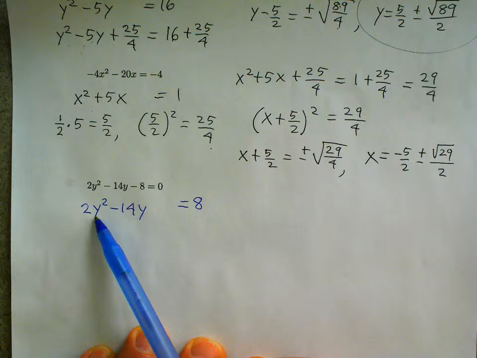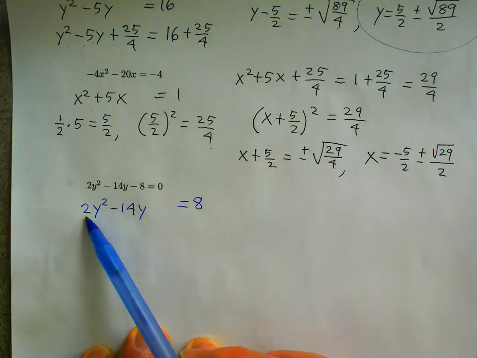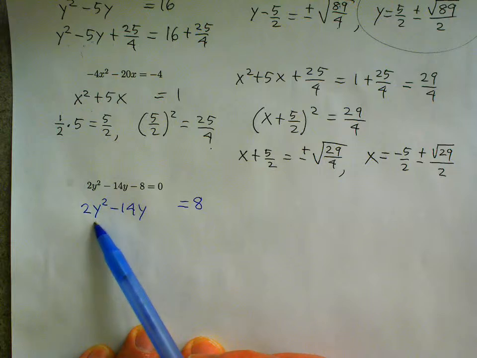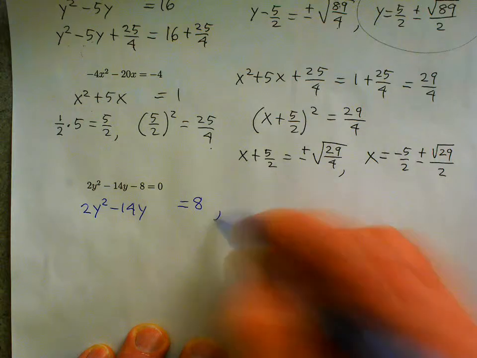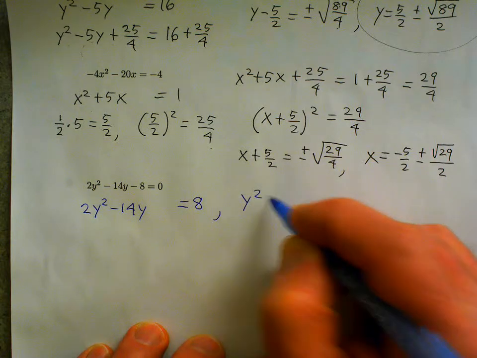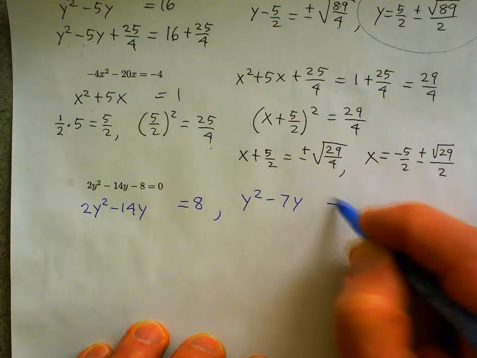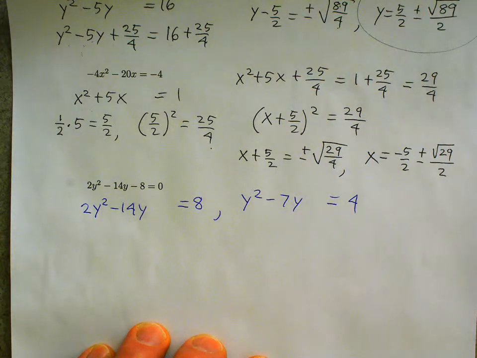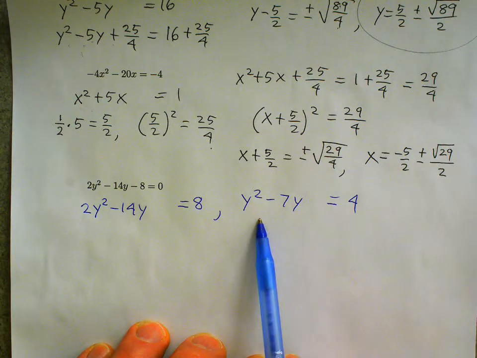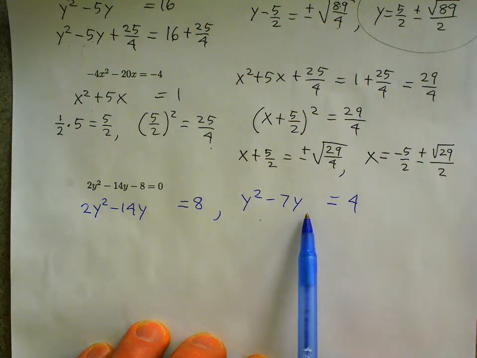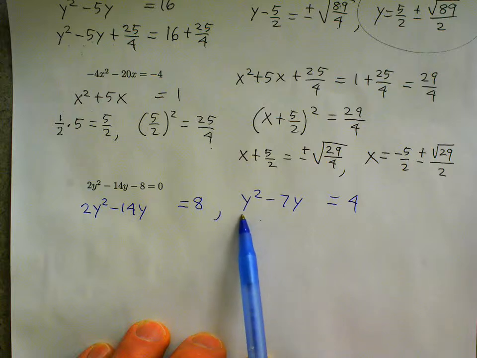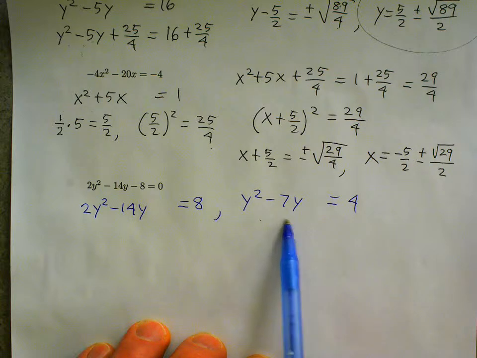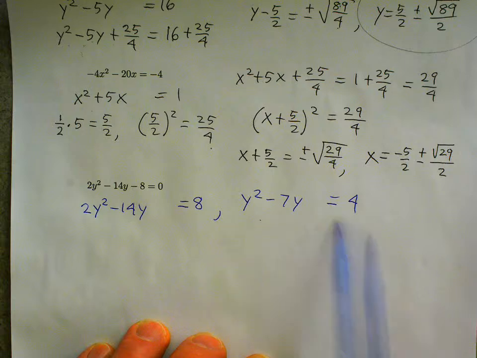Then note that the coefficient of y squared is 2. We want the coefficient of y squared to be 1, so we're going to divide every term on both sides of the equation by 2, and we'll get y to the second minus 7y equals 4. The next step is the completing the square step, or you could think of it as the creating a perfect square trinomial on the left-hand side of the equation step.